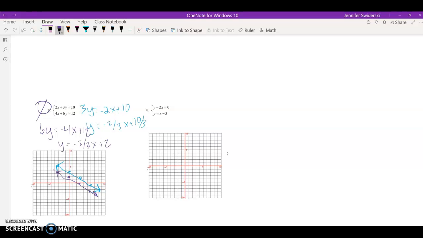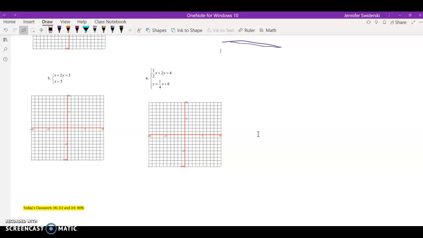Let's talk about this next one. First one we need to put into slope-intercept form. So I'll get y equals 2x plus 0. And then we have y equals x minus 3. So if I start this first one in the origin, I go up 2 over 1. The opposite of rising 2 is going down 2 to the left one. I'm going to have you graph this one and write where they intersect for me on that line.